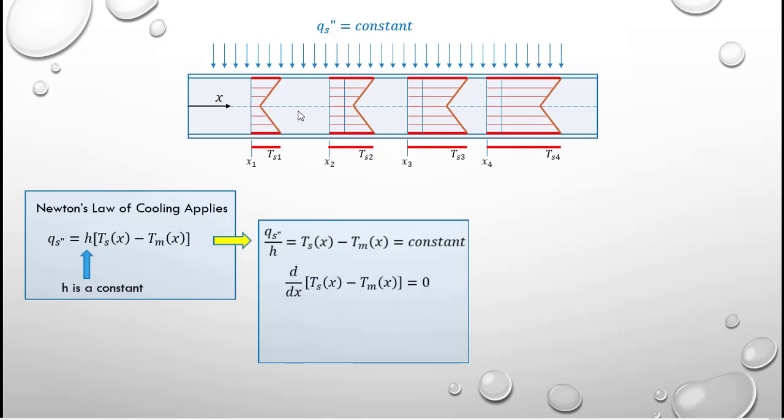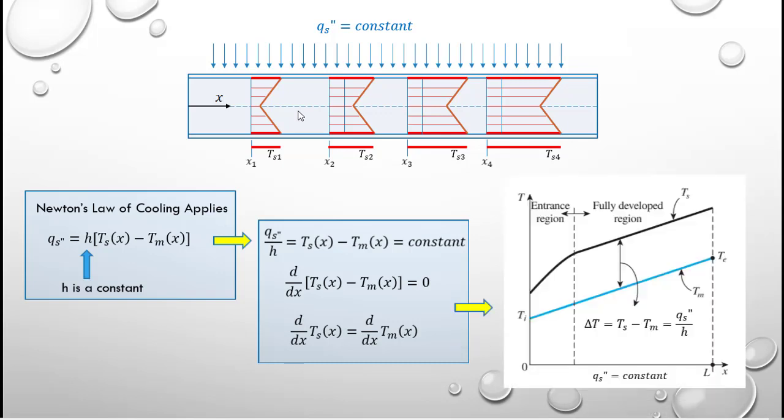If we take the derivative of this constant, we know that the derivative of a constant is equal to 0, so we get the result that the axial rate of change of the surface temperature will be identical to the rate of change of the mean temperature. The implication of this is shown in this plot. Now we have an entrance region where we do not expect the thermal profile to be fully developed, but when we reach the fully developed region, we should see that the mean temperature and the surface temperature have the exact same slope, and they are separated by a delta T, which is equal to Ts minus Tm, and that's equal to a constant value of the constant heat flux divided by the constant heat transfer coefficient.